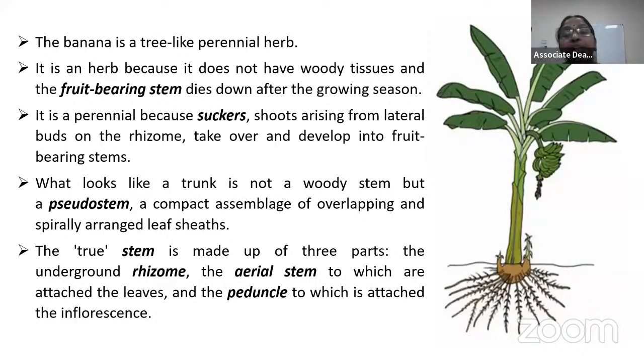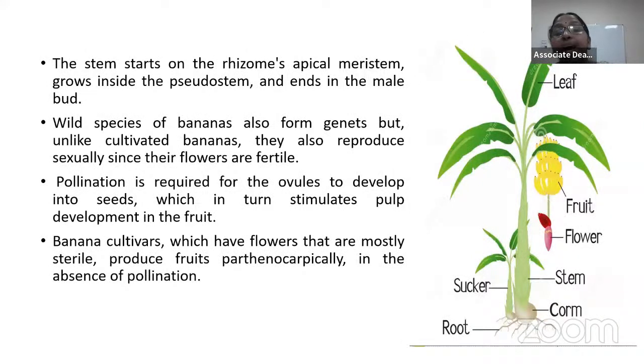And coming to the stem, it starts at the rhizome's apical meristem. Here you can see, the other name is corm also. You can generally refer to it as corm also. And the stem, from where it starts, here is the base of the corm you can see. And here the rhizome's apical meristem grows inside the pseudostem and ends in the male bud. That means the true stem starts here from the apical meristem and then it grows inside this and ends with the male bud.